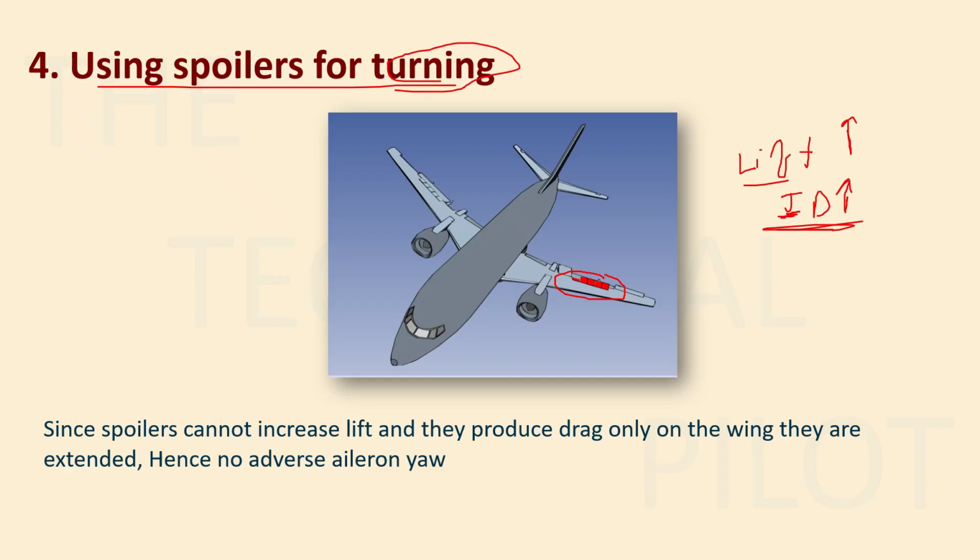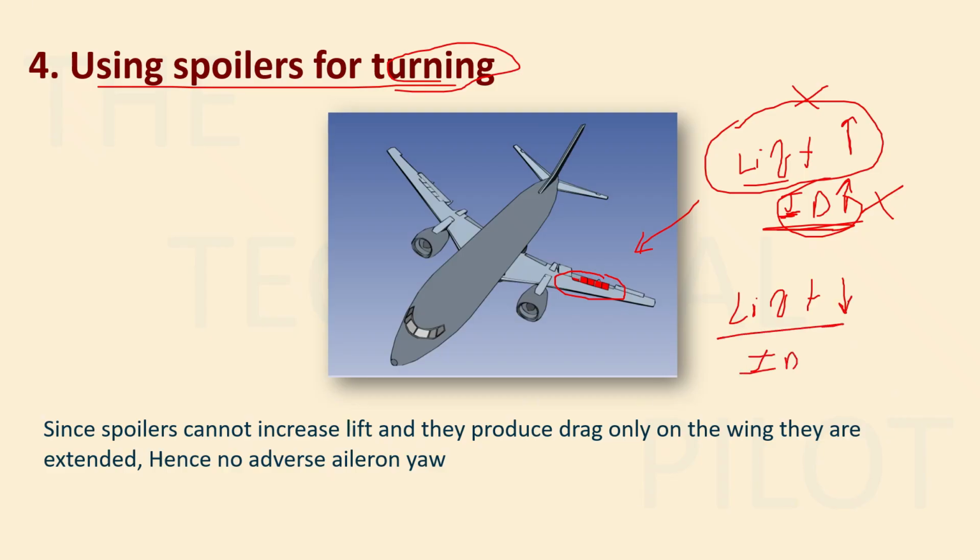But if we use spoilers, there is no increase in lift, so this is out of the equation, right? There is no increase in the lift, which means there is no increase in the induced drag. Why? Because spoilers work by reducing the lift. So there won't be any induced drag, and there won't be a problem of difference in the drag of the two wings causing opposite yaw. So if we use spoilers, there will be no adverse aileron yaw. Since spoilers cannot increase lift, they produce drag only on the wing they are extended on, hence there is no adverse aileron yaw, right?